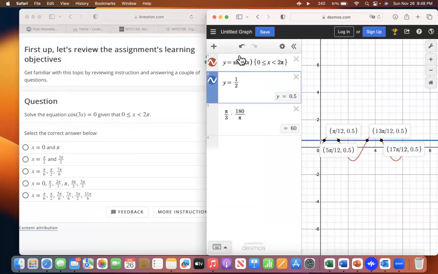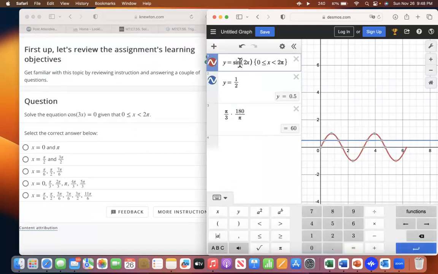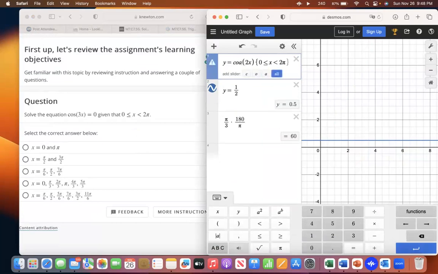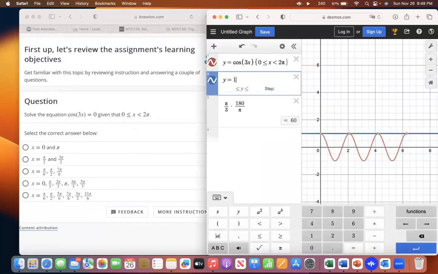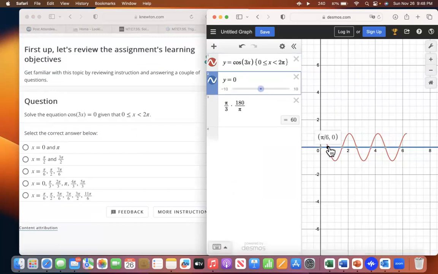It's the same thing, sine of 3x. Cosine of 3x, yeah. Cosine 3x. And then y equals 0. Pi over... It's that last option there.